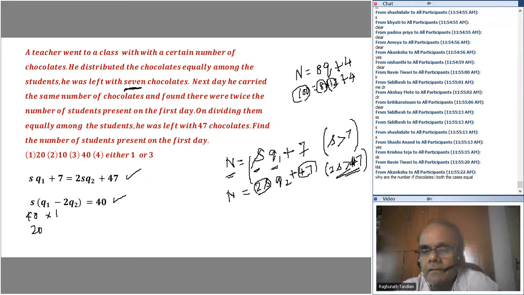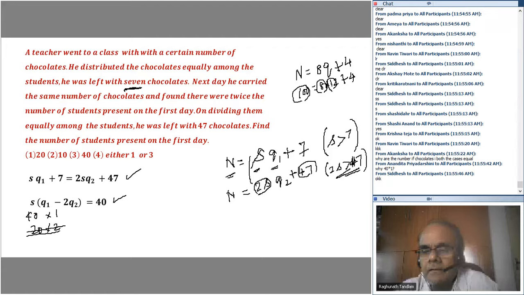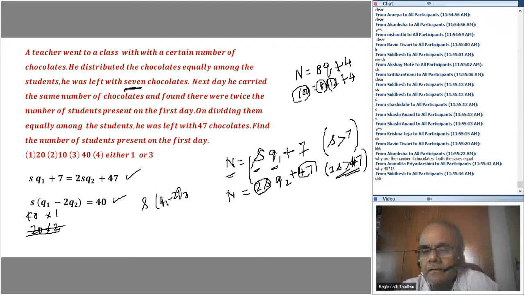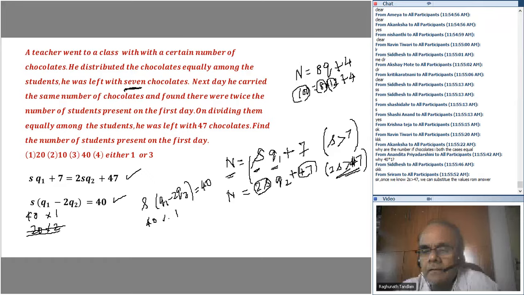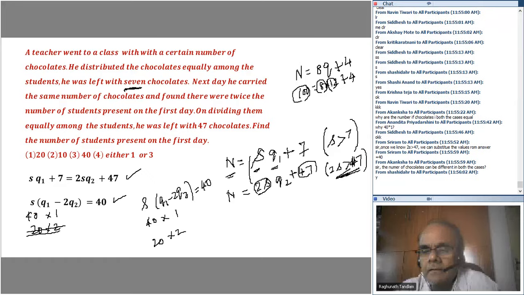So the answer is 40. Akansa, what's your doubt? I didn't understand your question. Tell me what your question is. S into Q1 minus 2Q2 equals 40. It's a product of two numbers, and the product of two numbers is 40. It can be 40 into 1. It can't be 20 into 2, because if S is 20, 2S becomes less than 47. It is given that the teacher carries the same number of chocolates. Akansa, are you clear?